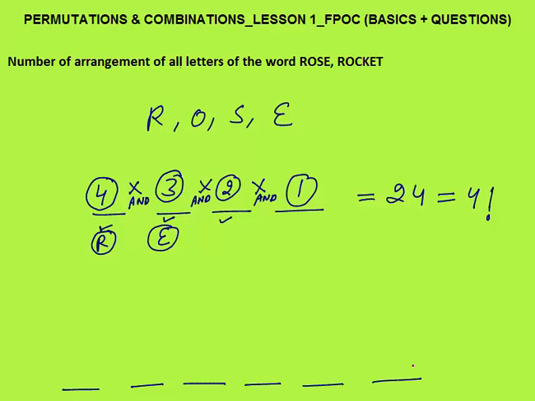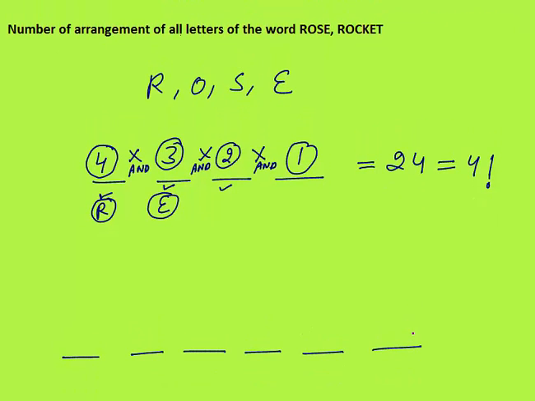So ROCKET, how many letters do we have? 6 letters. So 6 letters will come in 6 places. Simple understanding: for this first place, I can put any of the 6 letters, either R or O or C or K or E or T. This place can be filled in 6 ways. Then there will be a multiplication sign, because we need to fill the first place and second place and third place. So indirectly "and" is there. Either of the letters R or O or C or K or E or T will come.